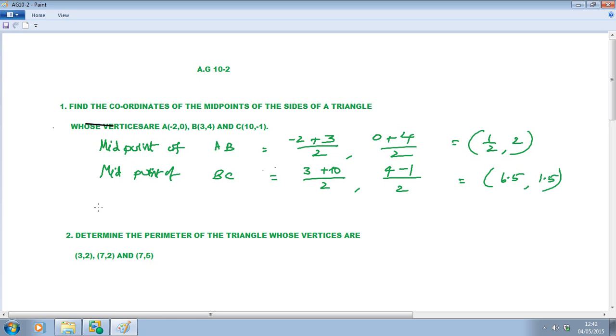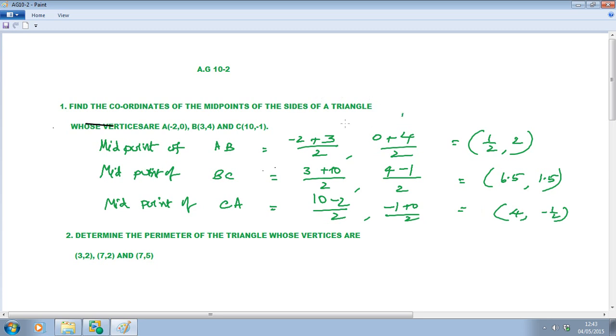Next, what is the midpoint of CA? It is (10 minus 2) divided by 2, comma, (minus 1 plus 0) divided by 2. Or you can write it as the first one is 8 by 2, which is 4, and the second is minus half, or you can also write minus 0.5.